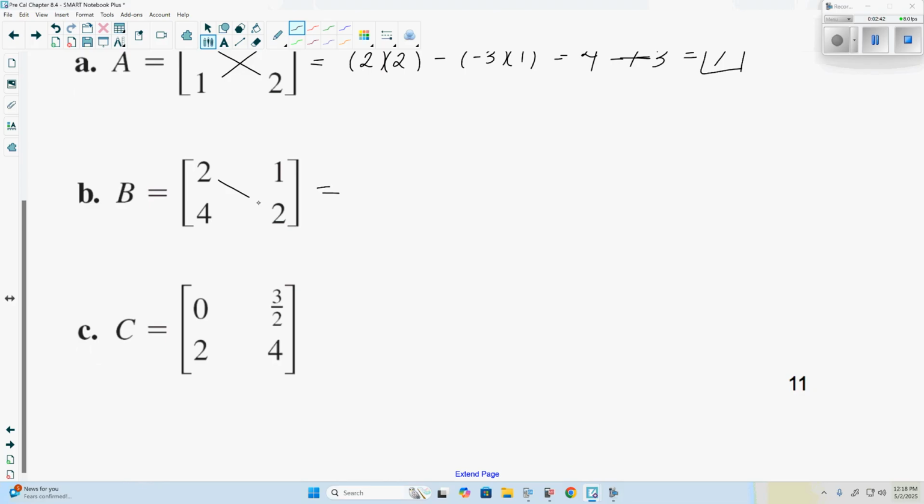We can do the same thing with B. We have 2 times 2 minus 1 times 4. Well, 2 times 2 is 4. 1 times 4 is 4. Telling us that we have 4 minus 4, which is 0.